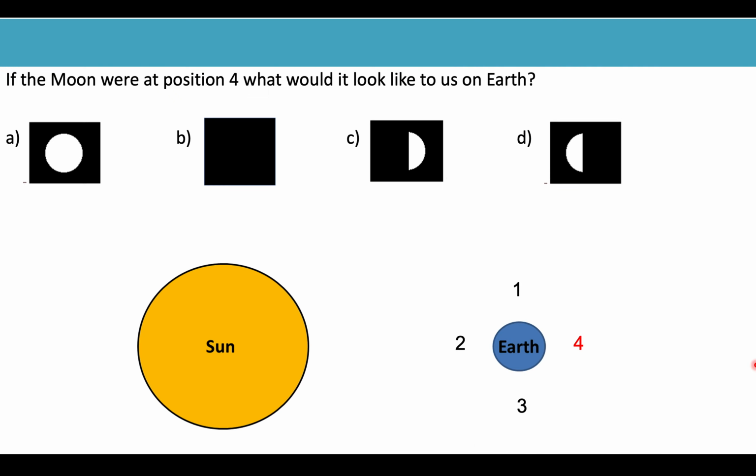So if the moon was here at number 4, here's the Earth, here's the sun. If the moon was located here at number 4, what would we see in the sky? Take a second to try and guess. Think about what the moon would look like to us. If we were sitting on Earth looking up at the moon, what would it look like?